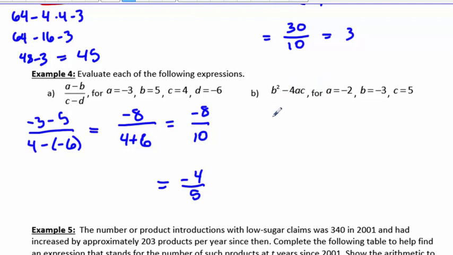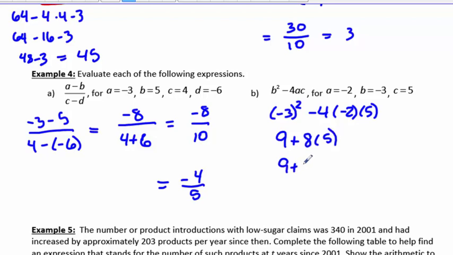In part B, B is -3, so whenever you plug in a negative number, plug it in inside parentheses. You want to square all of B, so you want to square all of -3, minus 4 times A, which is -2, times C, which is 5. So we'll do our parentheses first, our exponent first. So our exponent is -3 squared. There are two negatives because the negative is inside parentheses, so we're going to get +9. -4 times -2 is positive, so our subtraction is going to turn into an addition, +8 times 5. So we've got 9 plus 8 times 5 is 40, so we end up with 49.